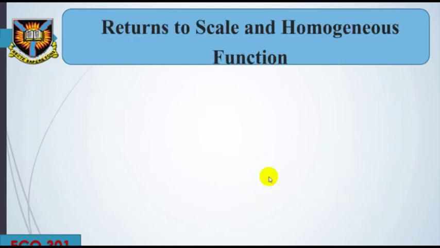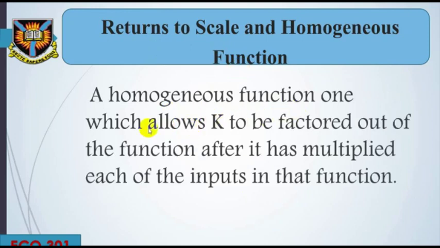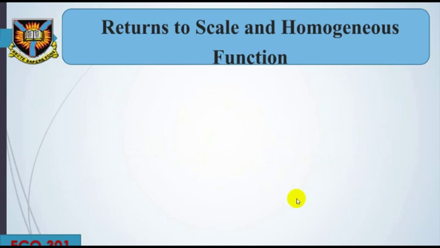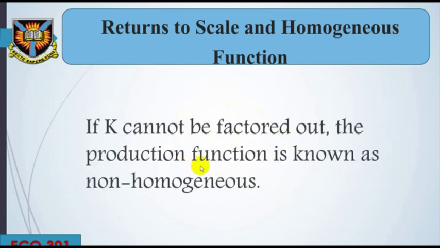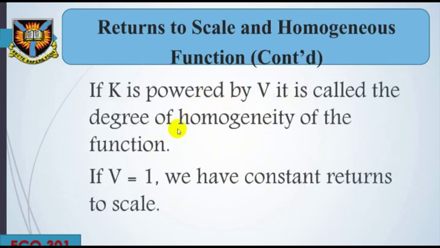Returns to scale and homogeneous function. A homogeneous function is one which allows k to be factored out of the function after it has multiplied each of the inputs in that function. If k cannot be factored out, the production function is known as non-homogeneous. If k is raised to the power v, v is called the degree of homogeneity of the function.